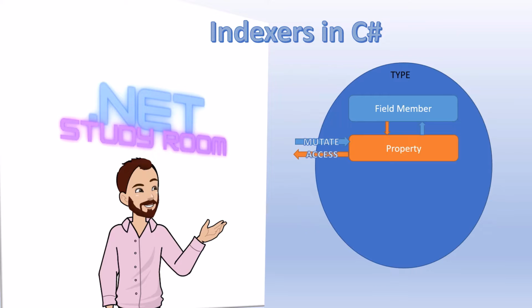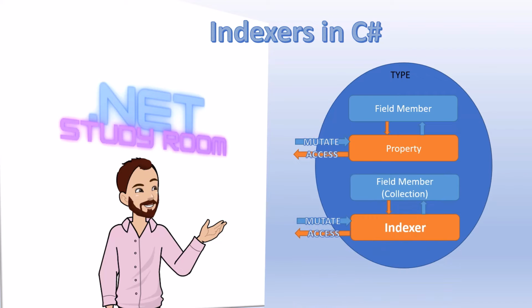We saw previously how a property in C# is used to access and mutate a field member. Suppose one of the field members is a collection, say an array. Now, you can define an indexer. An indexer is used to access and mutate that collection type field member. Note that an indexer can be used on the instance of that type, and not on the type itself.